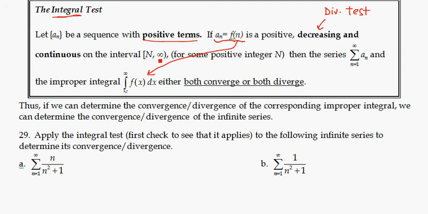Then what the integral test says is that the series will converge if the improper integral converges, but also that the series will diverge if the improper integral diverges. So they both behave the same way. They either both converge or they both diverge. So if you can determine whether the improper integral converges or diverges, then you can know whether the series converges or diverges. If it does converge, we don't know what it converges to.